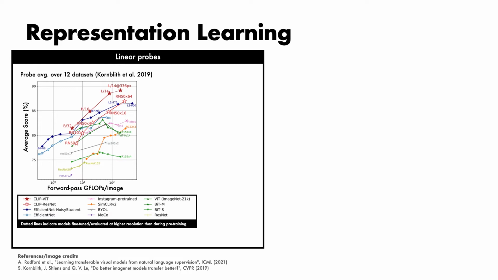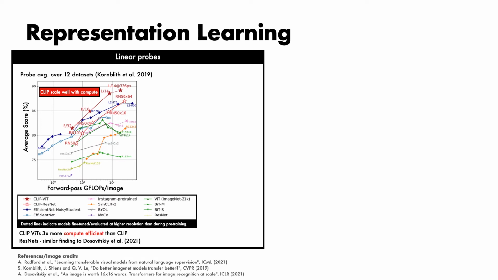The first observation we can make is that CLIP models scale very well with compute. You can see this from the steepness of the red curves for both the ResNet and Vision Transformer models. A second observation is that CLIP ViTs are approximately 3 times as compute efficient as CLIP ResNets, a similar finding to the experiments of Dosovitskiy et al., who also found that, given enough training data, vision transformers are more compute efficient than ResNets. The best overall model is a ViT-L/14, fine-tuned at 336 pixels for an additional epoch.